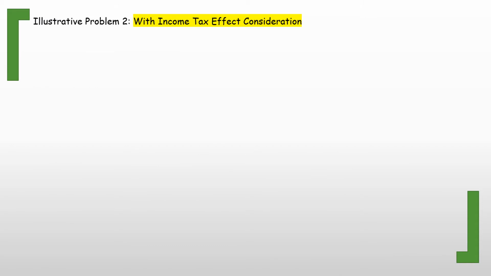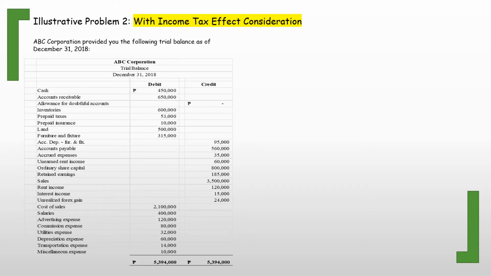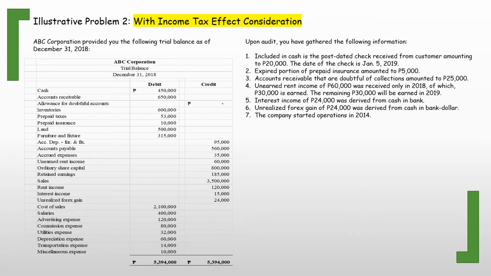Let's have another illustration. This problem is with income tax effect consideration. ABC Corporation provided you the following trial balance as of December 31, 2018. Upon audit, you have gathered the following information. Iisa-isahin natin yan later. Income tax rate is 30%. The company recognized DTA and DTL. Disregard value-added tax effect.